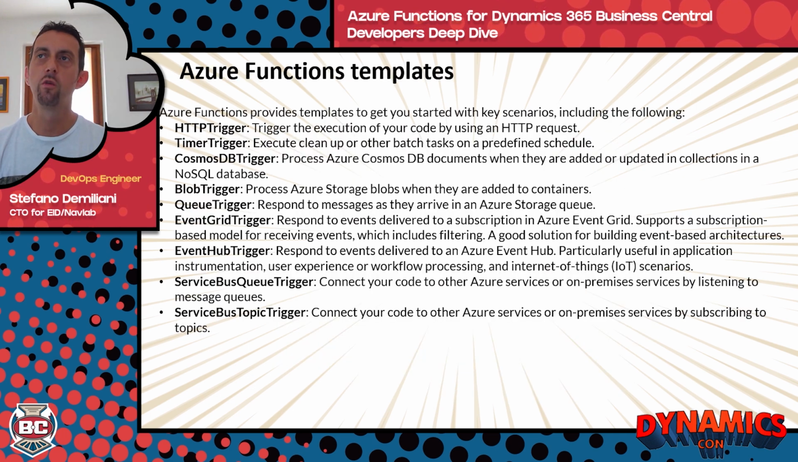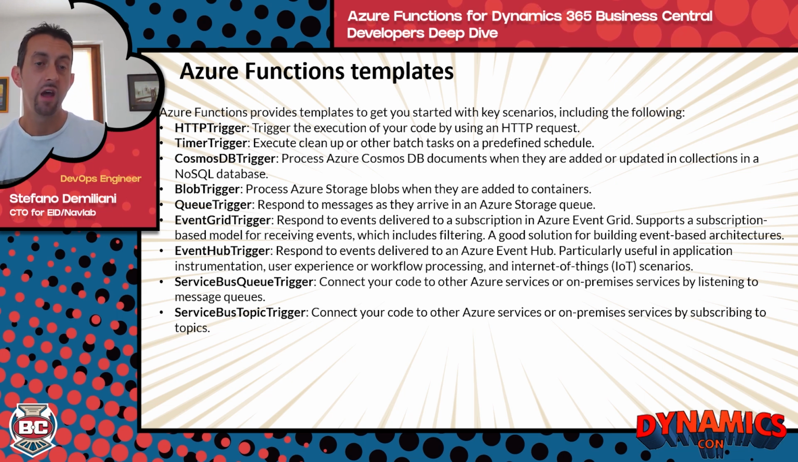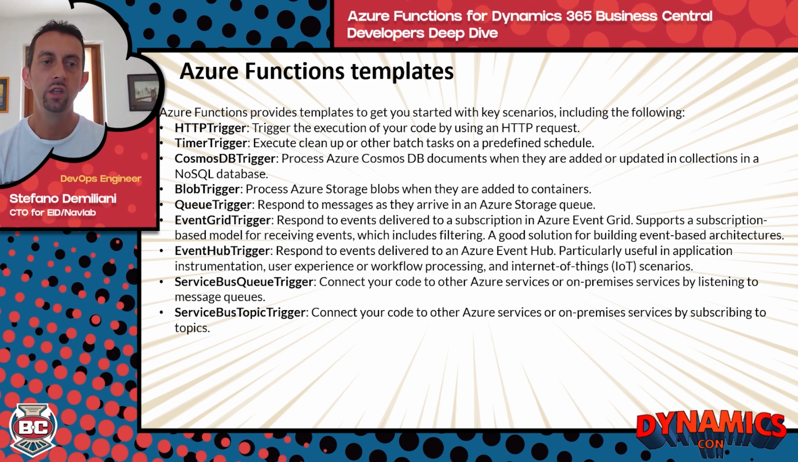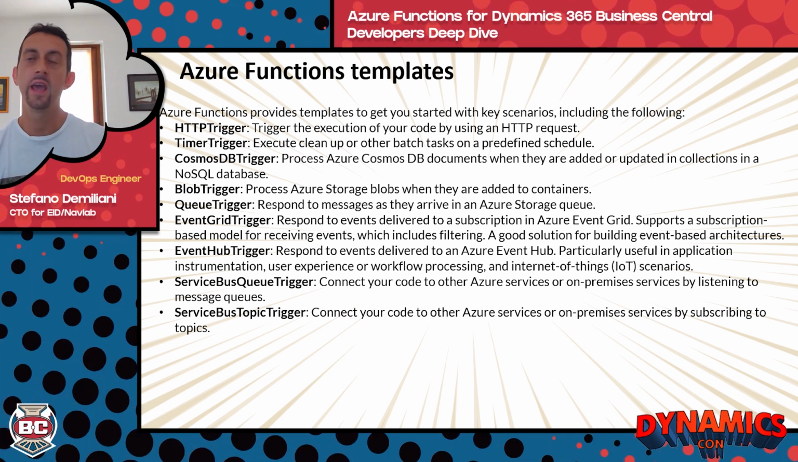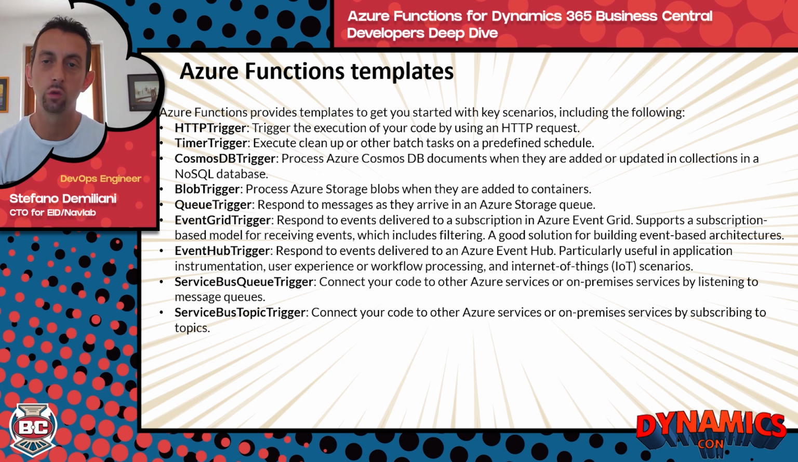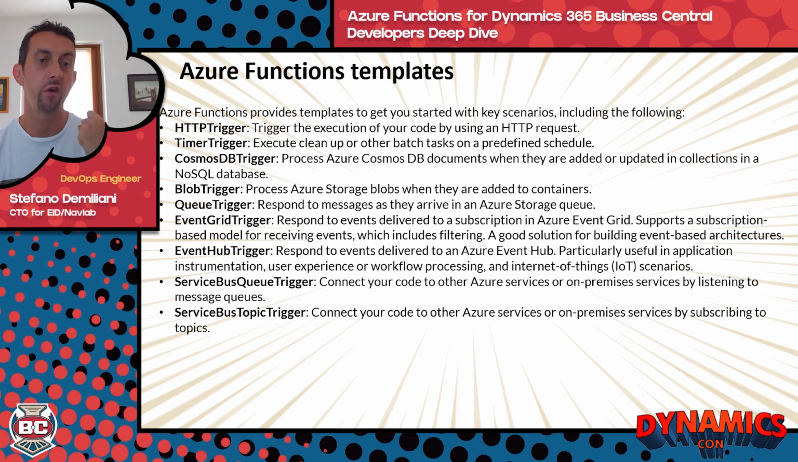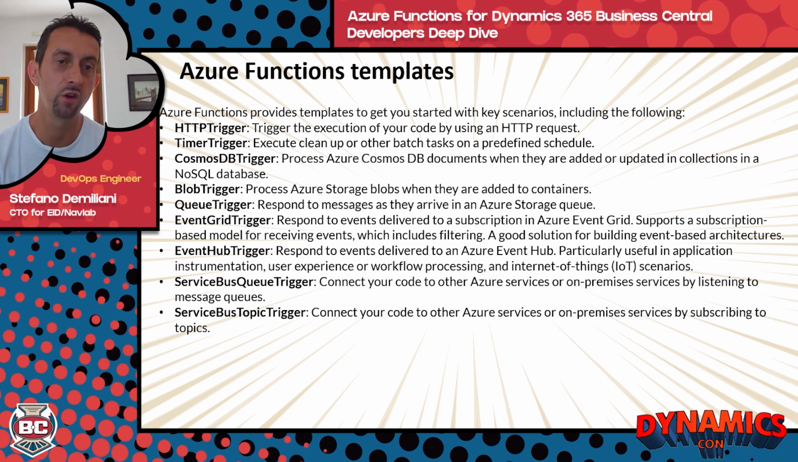Azure Function templates. Azure Functions provides templates that you can use as a starting point for building your functions. Templates are of different types. I think the most useful template for us as Business Central developers is what is called the HTTP trigger. The HTTP trigger is a function that is executed in the cloud when sending an HTTP request to an endpoint, an HTTP request like get, put, and so on, and you have a response. It's the most useful trigger, I think, for Azure Functions.